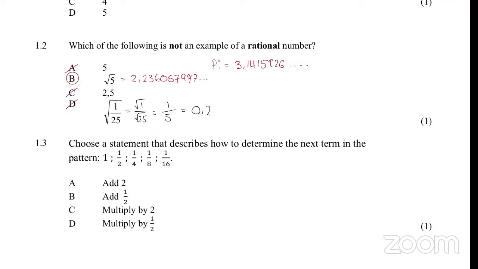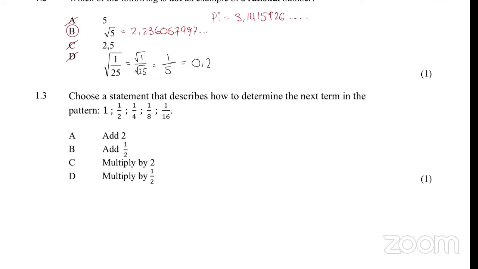Okay, so B is not an example of a rational number, it's an irrational number. Let's look at 1.3. Choose a statement that describes how to determine the next term in the pattern. So here we have 1, 1 over 2, 1 over 4, 1 over 8, 1 over 16. So the best method would be to analyze it from inspection to see what is happening as we're going from one term to the next.